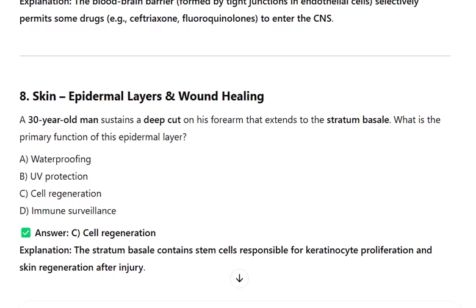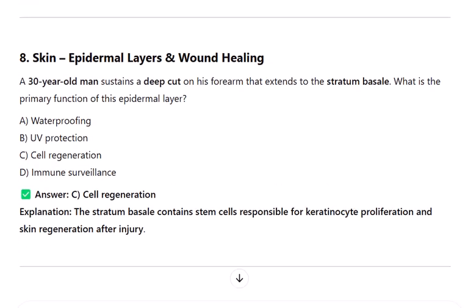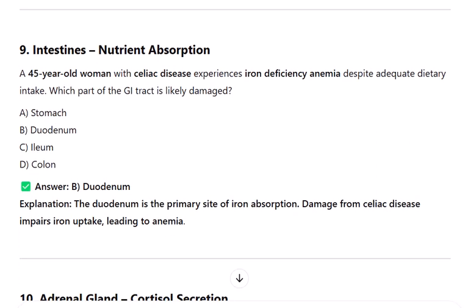9. Intestines, nutrient absorption. A 45-year-old woman with celiac disease experiences iron deficiency anemia despite adequate dietary intake. Which part of the GI tract is likely damaged? A. Stomach, B. Duodenum, C. Ileum. Answer B. Duodenum. Explanation: the duodenum is the primary site of iron absorption. Damage from celiac disease impairs iron uptake, leading to anemia.